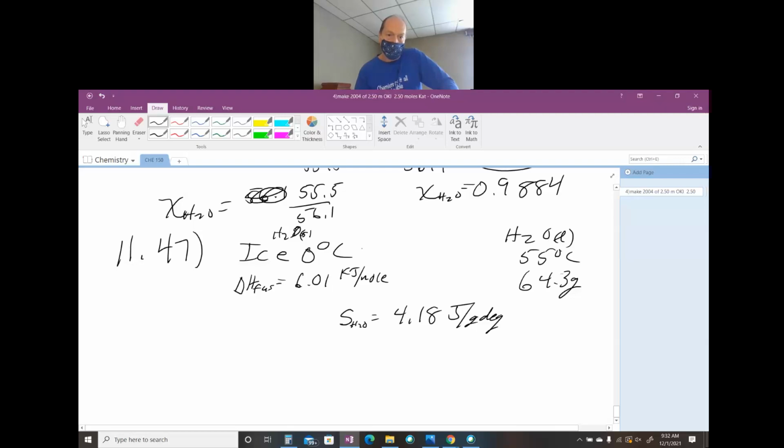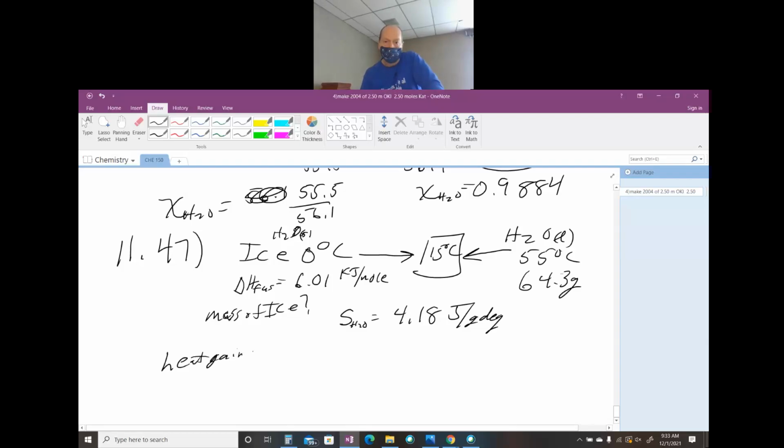When we add this certain amount of ice, so the mass of ice, we added some mass of ice to this water, and our final temperature is 15 degrees Celsius. And so your water is going to this, and your ice is going to this. So your heat gained is equal to heat lost. The heat gained by the water, heat gained by the ice, is equal to the heat lost by the water.